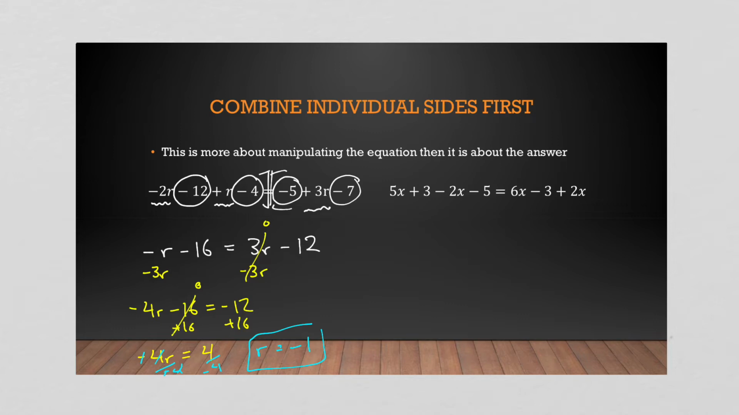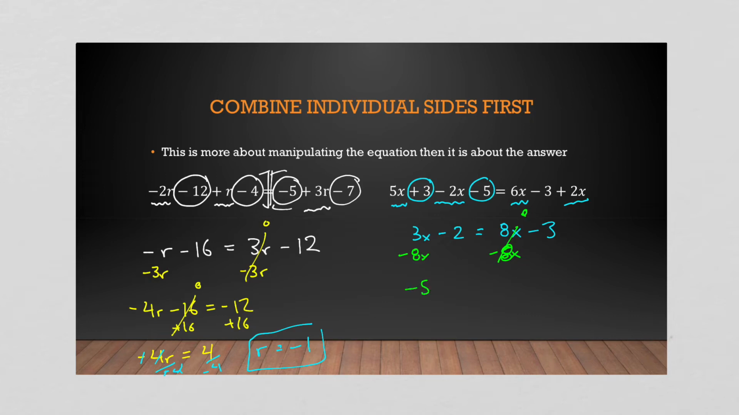So let's look at the question on the right. I have a 5x minus 2x is 3x. I have a 3 minus 5 is negative 2. And then I have a 6x plus 2x is 8x minus 3. So now I'm going to get rid of the x's on the right. Remember, it doesn't matter. You could get the x's on the other side, minus 8x minus 8x. But I just like to keep my x's on the left generally.